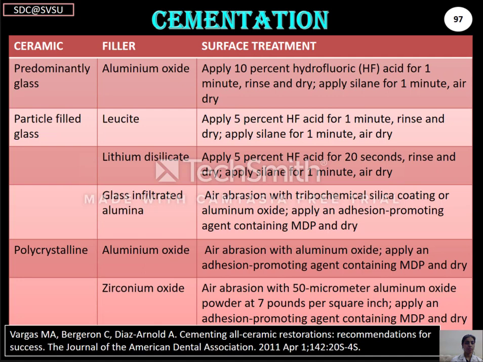When the clinician is selecting the cementation procedure for the all ceramic restoration, it is important that he or she knows the composition and structure of the ceramic used to fabricate the restoration. For ceramics which are predominantly glassy in nature and have alumina oxide as the filler particle, the surface treatment required is application of 10% hydrofluoric acid for 1 minute, followed by rinsing, drying, and then application of silane for 1 minute, which is then air dried.